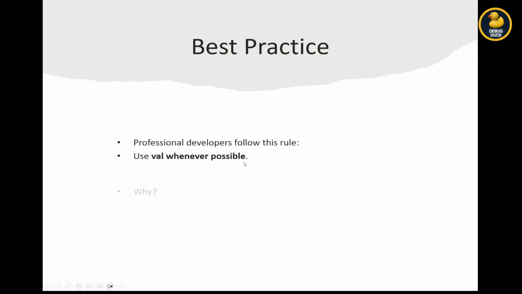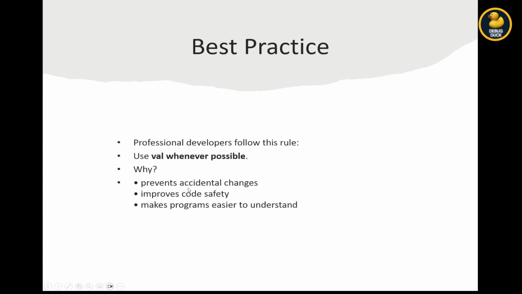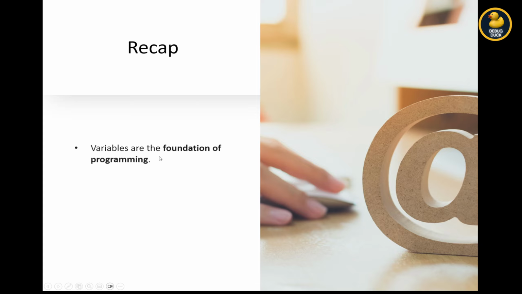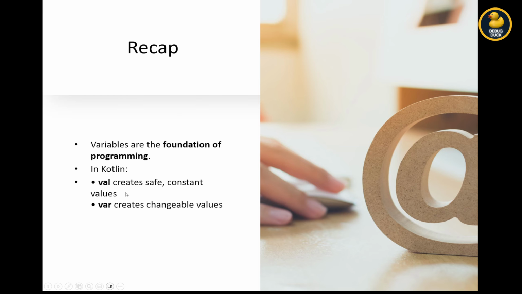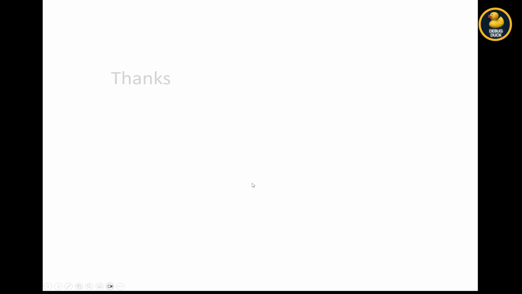Use val whenever possible. Why? To prevent accidental changes, to improve code safety, to make programs easier to understand. Use var only when the value must change. Variables are the foundation of programming. In Kotlin, val creates safe constant values, var creates changeable values. Understanding variables helps you start writing real Kotlin programs.